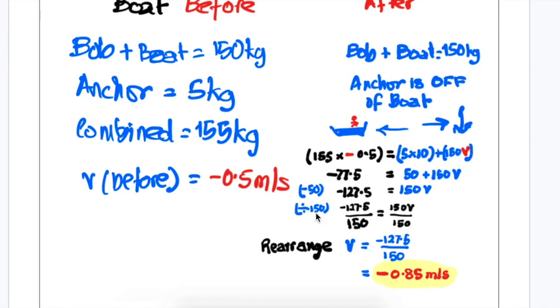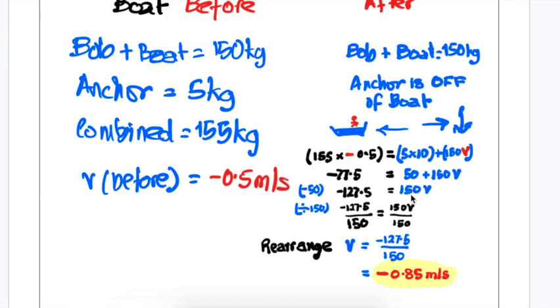Just doing the math, we will see minus 77.5 is equal to 50. The mass of the anchor multiplied by the velocity at which Bob threw the anchor, that's 50. 150, which is the mass of Bob and the boat, multiplied by the velocity at which the boat is going to drift. So again, we need to make V the subject of the formula. We need to get rid of 50 from this side. It's a plus sign here, so we put a minus 50 from both sides. It's going to make the left side 127.5. And it's going to leave us with 150 V on this side.